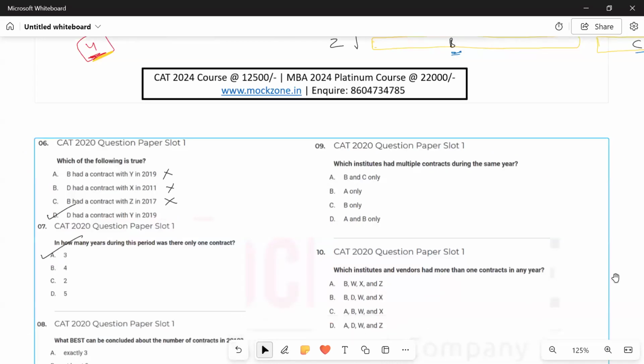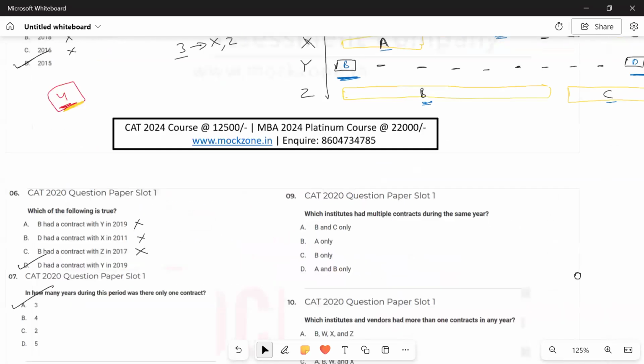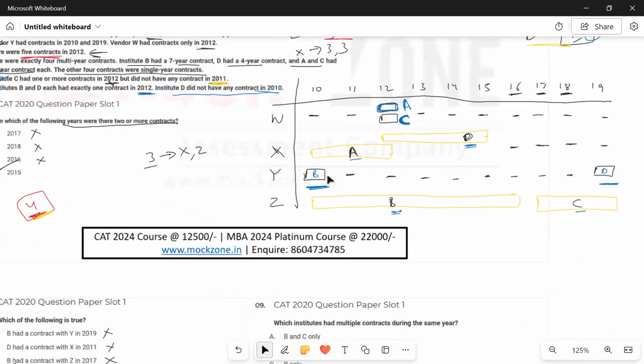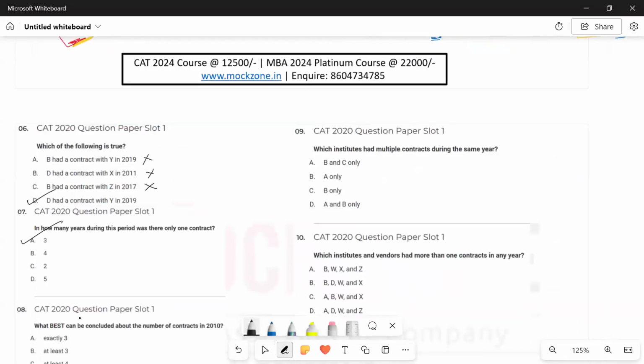Next question says, what best can be concluded about the number of contracts in 2010? In 2010, how many contracts are there? Exactly 3. So the answer is exactly 3. We have done this also.